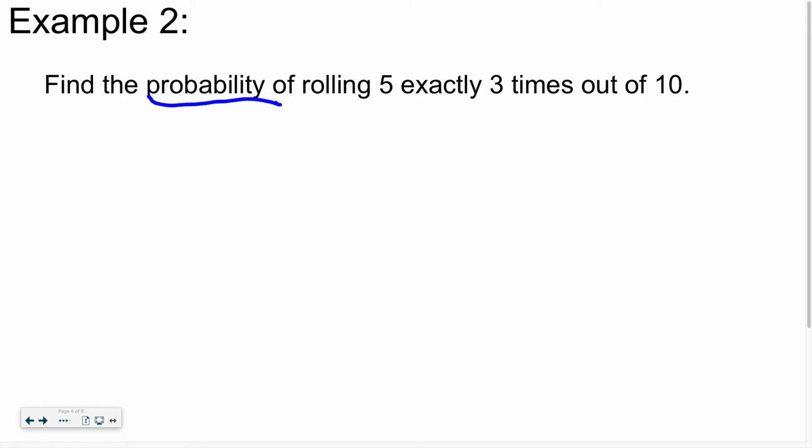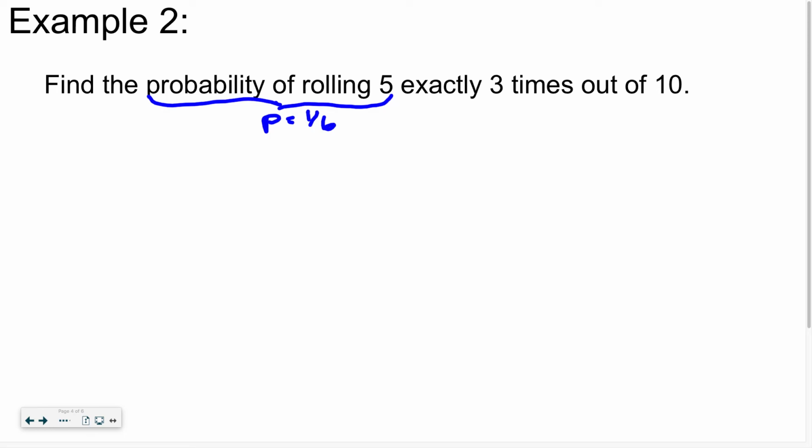So I'm going to say the probability of rolling a 5, that probability is 1/6. But then it adds in this other piece about rolling the 5 exactly 3 times out of 10. And that becomes kind of an issue, like, okay, is that the first time, second time, third time, or the first time, second time, fifth time, right? There's all this at play.